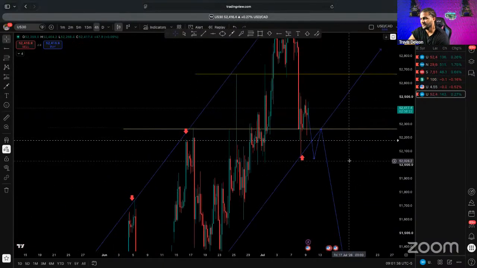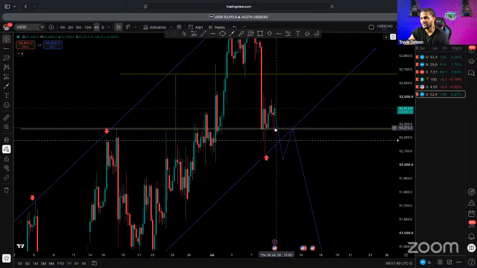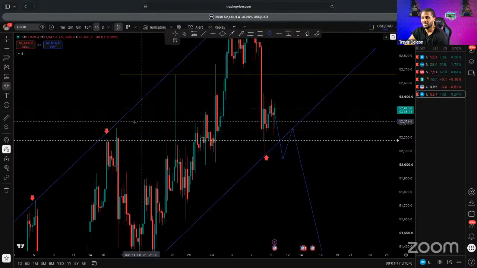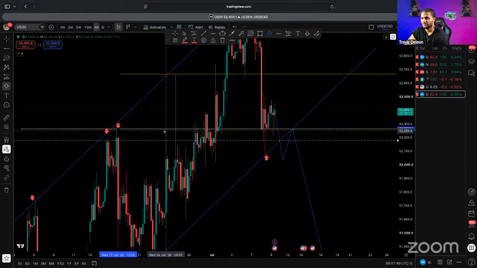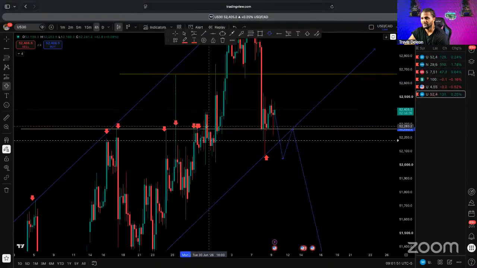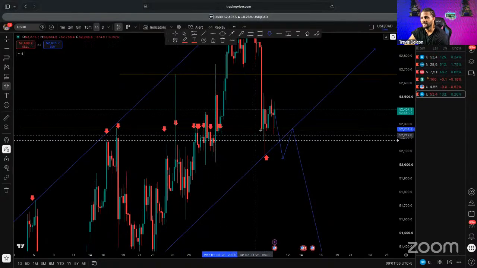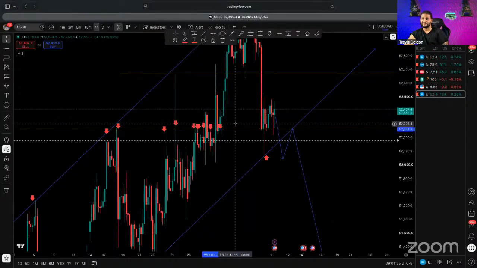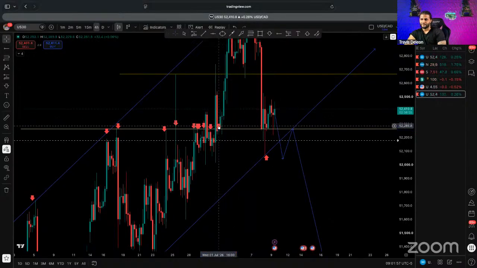Let's see. Price is struggling to break under this daily supply and demand zone. I said this is a nice level. This is a level I've hit a lot of times. 1, 2, 3, 4, 5, 6, 7, 8, 9, 10, 11, 12, 13, 14, 15. About probably 25 times. So it's a really strong level.